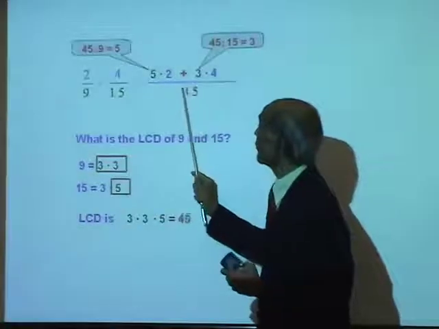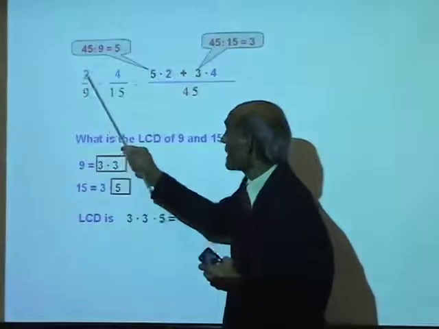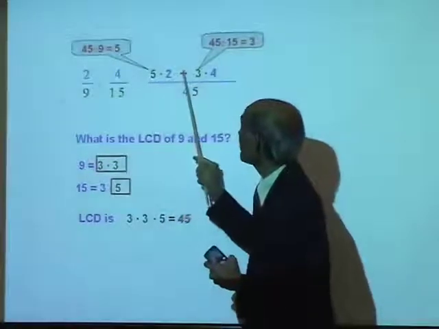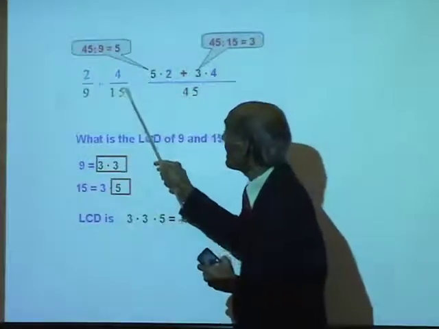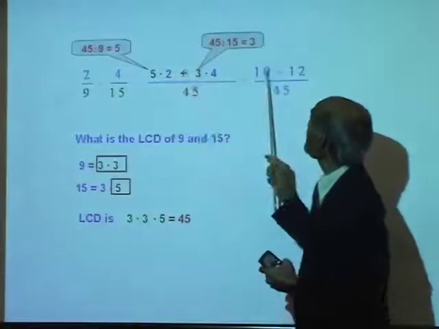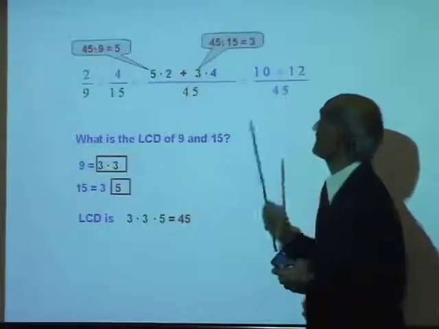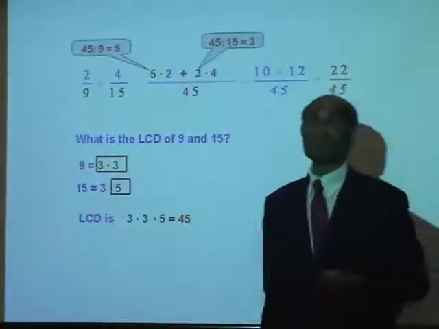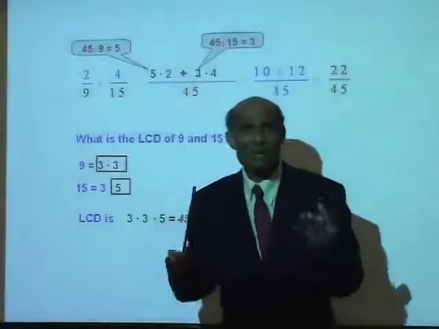So once again, 45 divided by 9 is 5. And 5 times 2 is our first number on the numerator, followed by plus. 45 divided by 15 is 3. And that 3 is multiplied by 4. Alright, that will be 5 times 2 is 10, plus 3 times 4 is 12. That's my numerator. Denominator is 45. And that will be 22 divided by 45. And that's the answer. Don't you think it is a simpler way to add fractions?